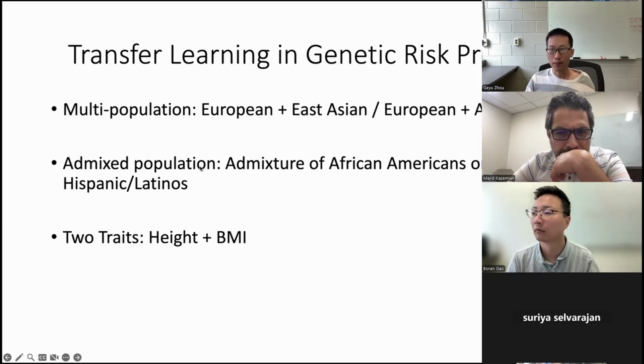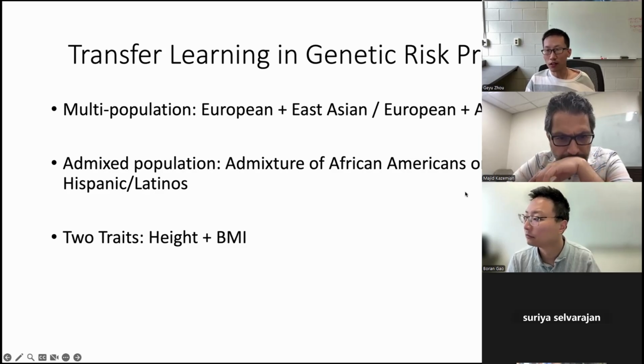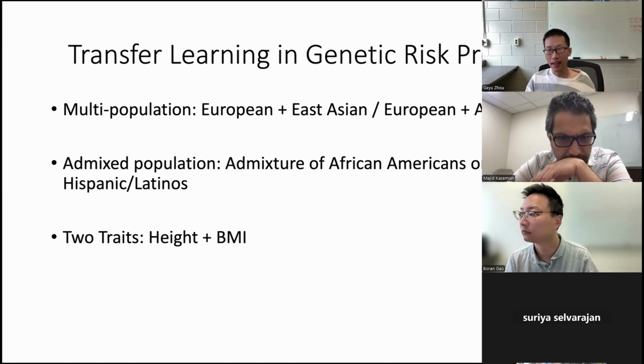And the second example is the admixed populations. Admixed means part of the genome is originated from, for example, for African Americans, the European ancestry, and the other part of the genome is originated from the African ancestry. So in this kind of hybrid scenario, we can construct the transfer learning model for the different segments of the genome based on their ancestry background.